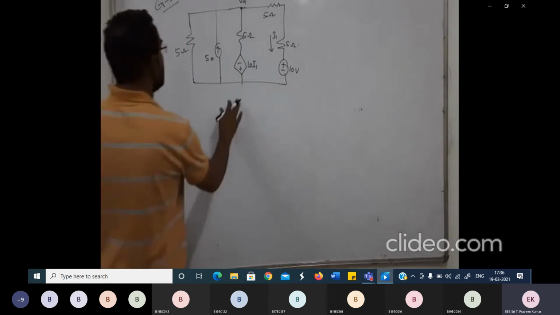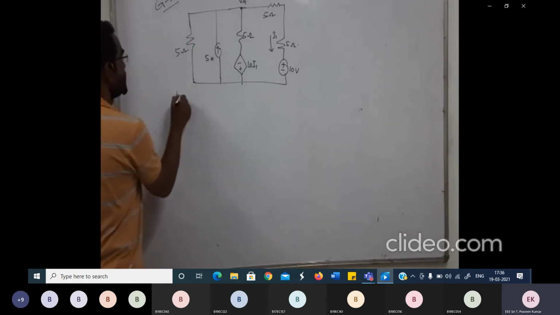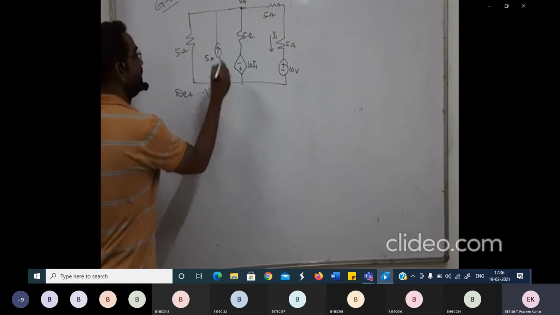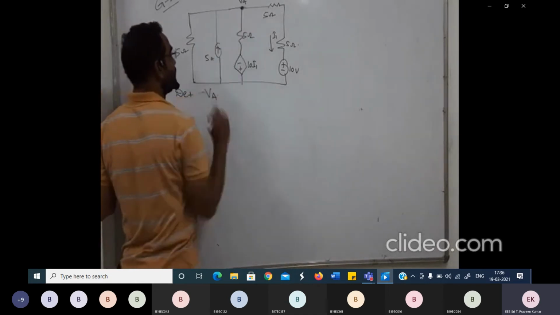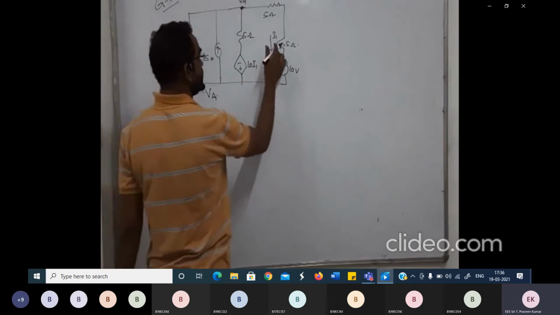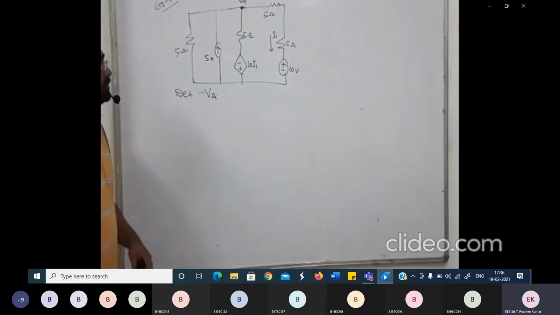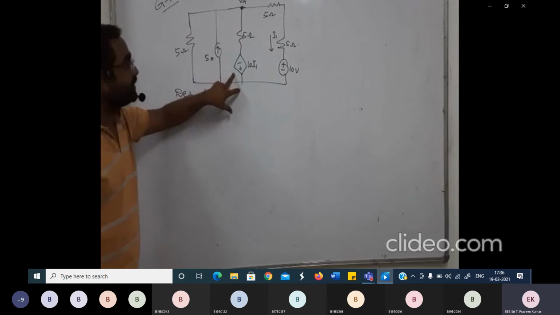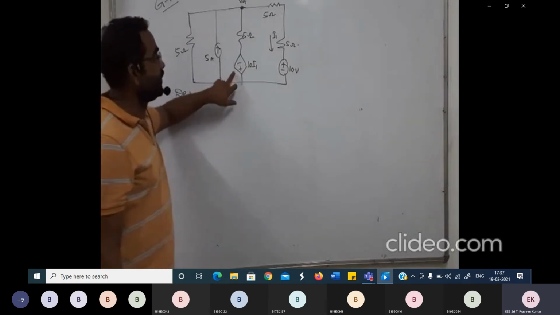This is a question asked in GATE for 2 marks. The question asked was like, determine VA. Nothing but this is your node. This is where it has to be calculated. Now please all of you look at the figure. Now this is a dependent source. Now what type of dependent source this is? This is a current controlled voltage source.